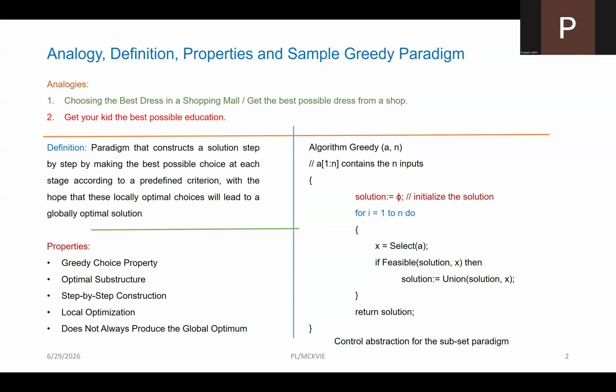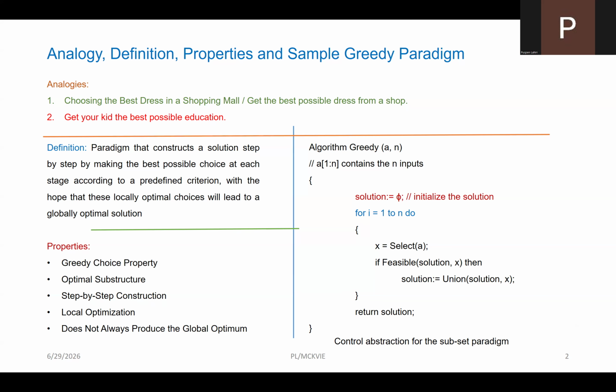Next one is local optimization. What does it mean? Each decision is locally optimal. It appears to be the best choice at that moment. And a greedy algorithm assumes that a sequence of such choices will produce a good overall solution.